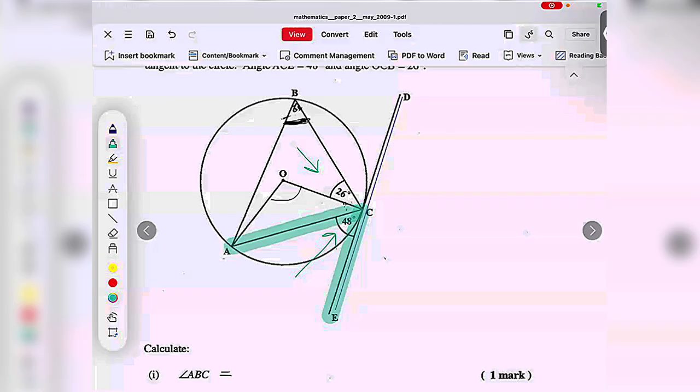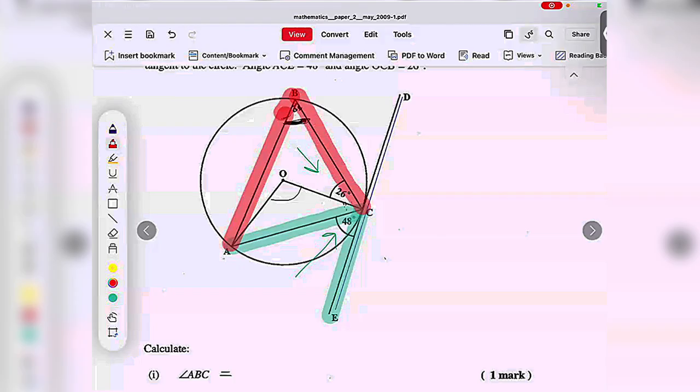Yes, Antonia, alternate segment is involved in this. 48. Very good. So therefore, watch this now. Look at the chord now. The chord is going to make one angle up here. So therefore, we can confirm that the angle in the green is equal to the angle at the top there in the red. So that's the chord theorem.